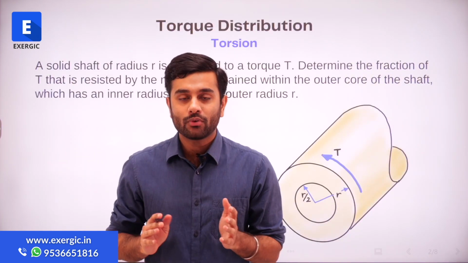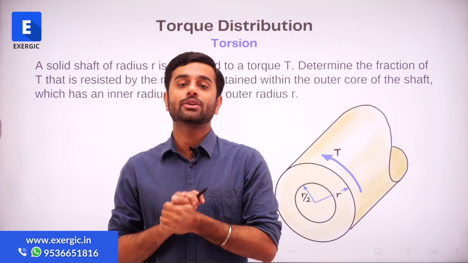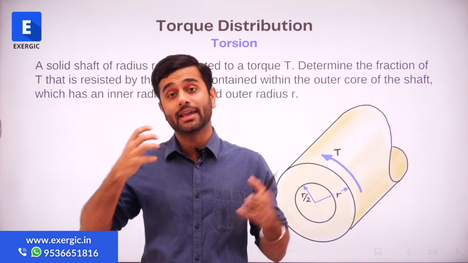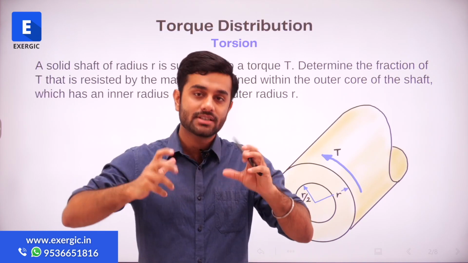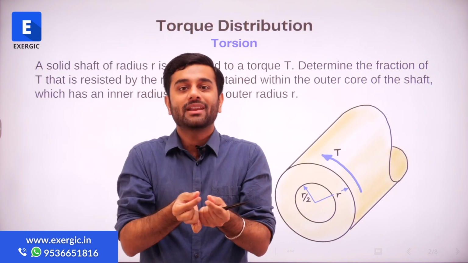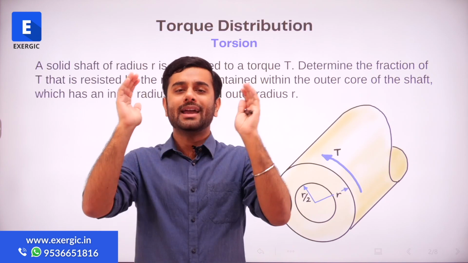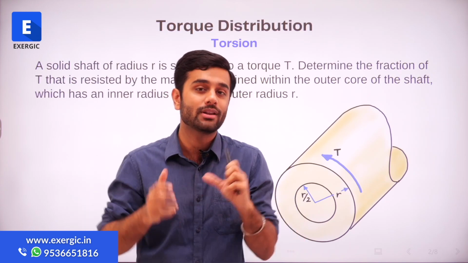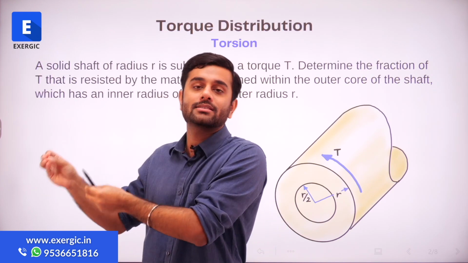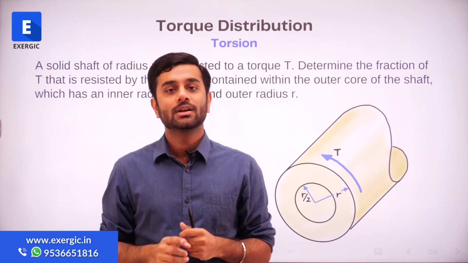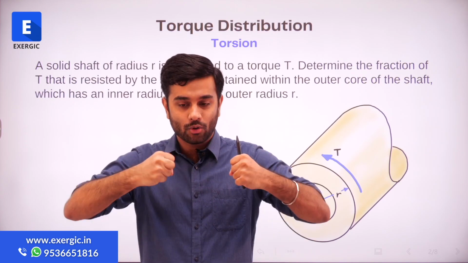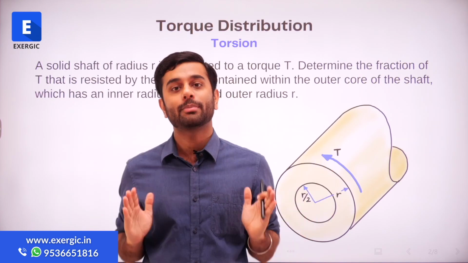So this concept of torque distribution we are going to understand with the help of an example. Whenever we apply a torque to any given shaft, the entire torque will not be resisted by only the outer periphery. Obviously, any such load is resisted by the entire cross section, just like in the case of tensile load. The only difference is that in the case of tensile load, the stress value does not change. If you apply a load P, stress is uniform throughout, P by A, right?